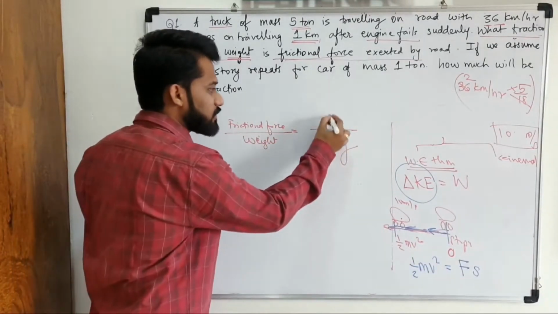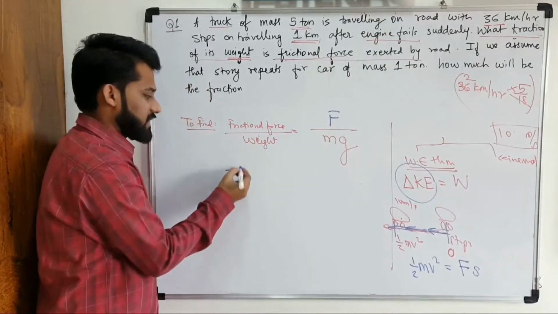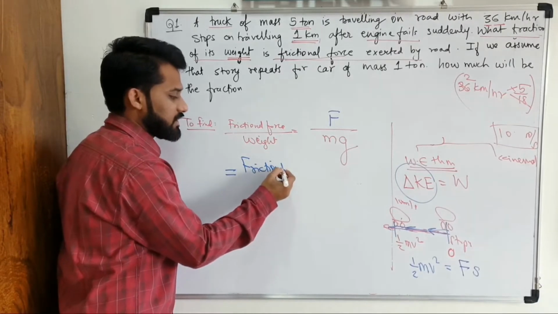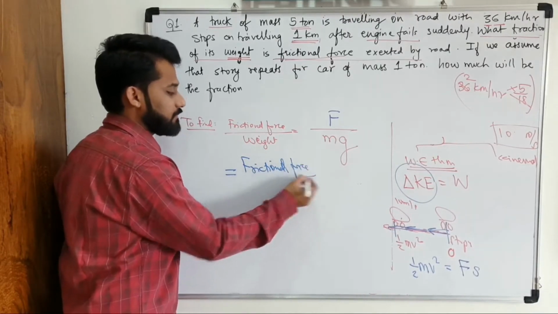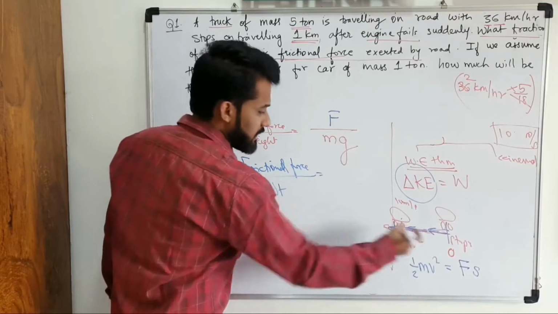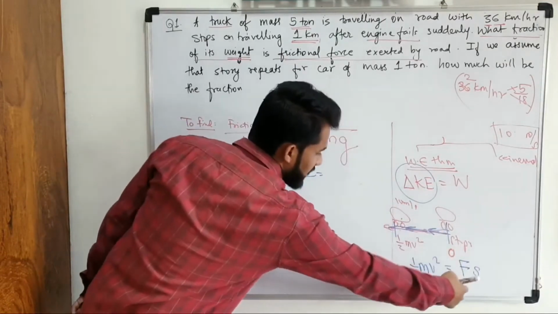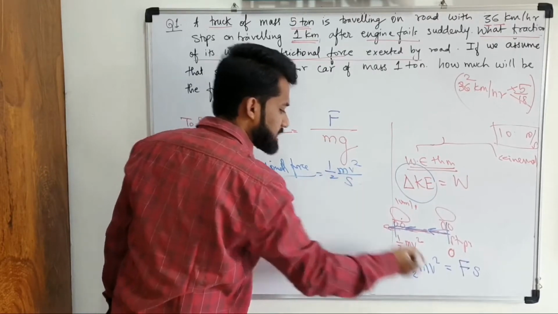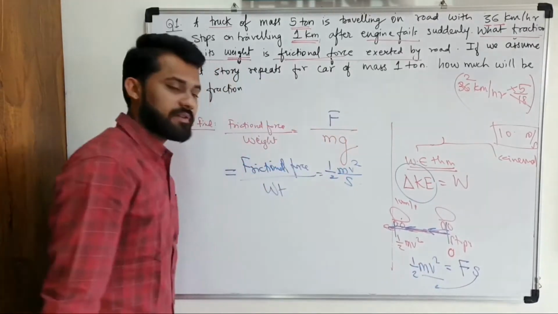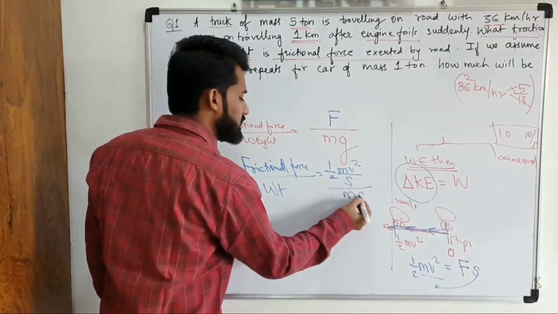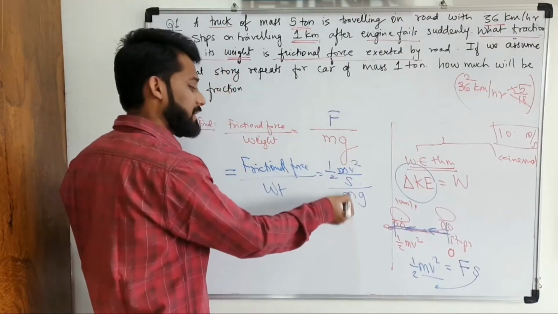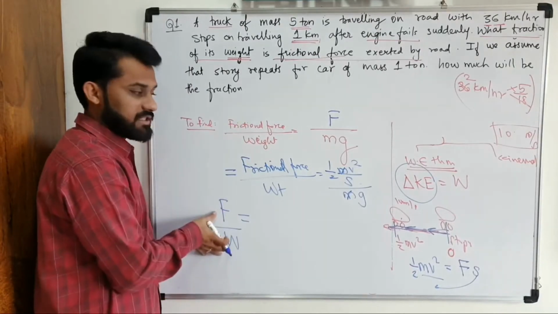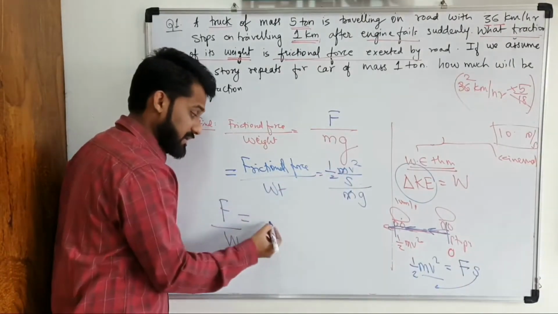What will be the value of frictional force? So the fraction, frictional force upon weight, will be equal to what? F is half mv square by S. S will go down. This is the value of F divided by mg. So what will cancel in this? m will cancel and you will get the fraction F by W. What is the value of this fraction? F by W is v square.